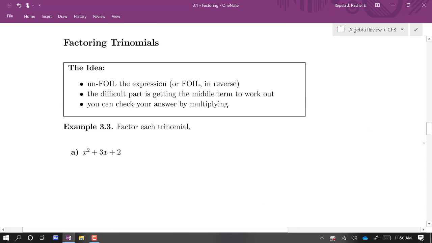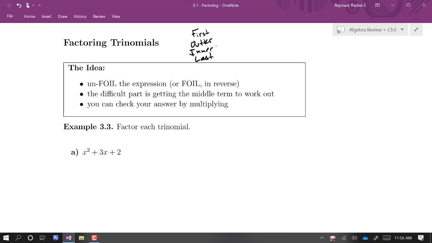Okay, so now our next scenario is factoring trinomials, and this is basically unfoiling, the FOIL in reverse. Usually when I multiply something out, I make the grid instead of using FOIL explicitly, but FOIL is the first, outer, inner, last, that sort of mnemonic that we use to multiply things out.